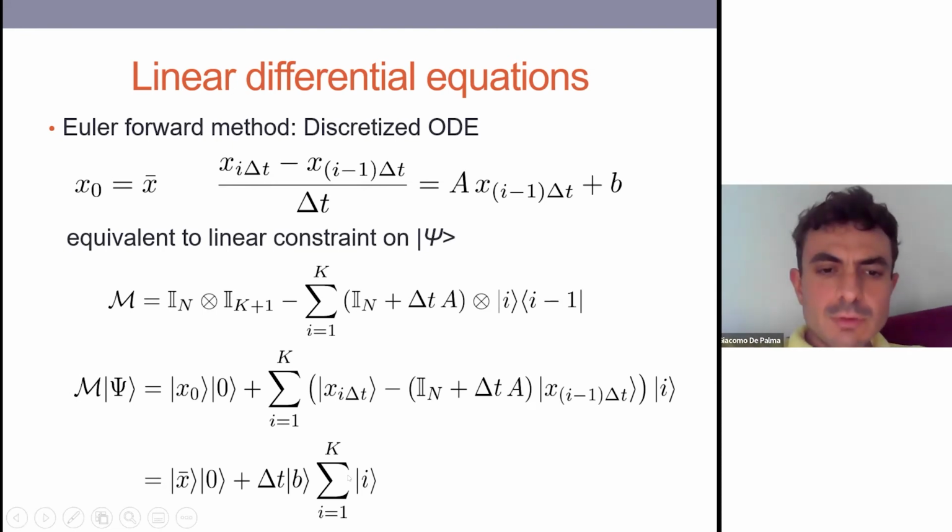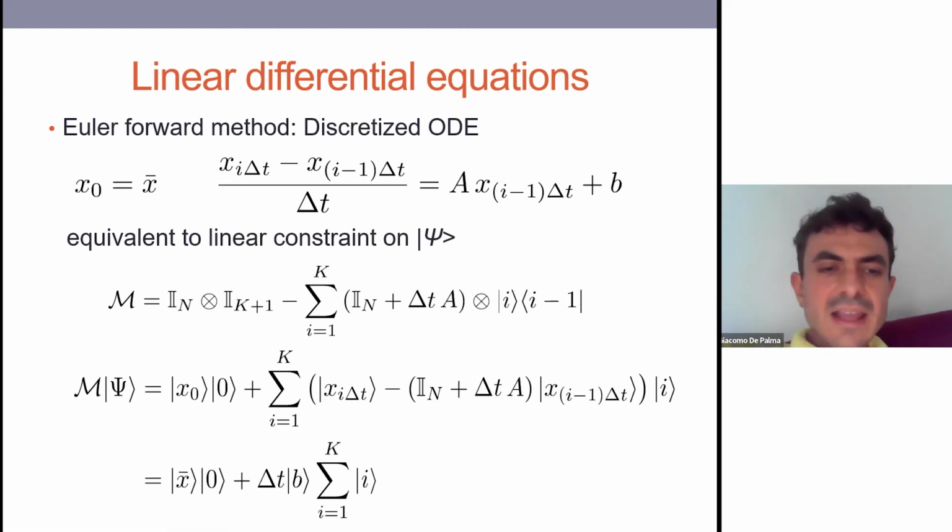And here, that's what we should have, because x0 should be the initial condition x bar. And then here you see directly appearing this quantity, the difference between x at step I minus x at step I minus 1, minus delta t times matrix A times x at step I minus 1. So if we employ this discretized version of the equation, this is exactly equal to delta t times the vector b.